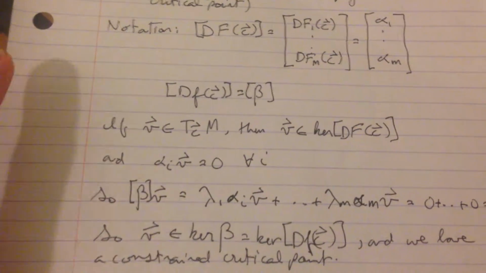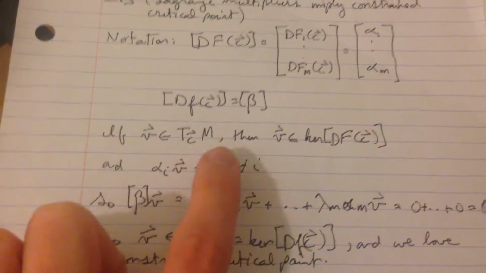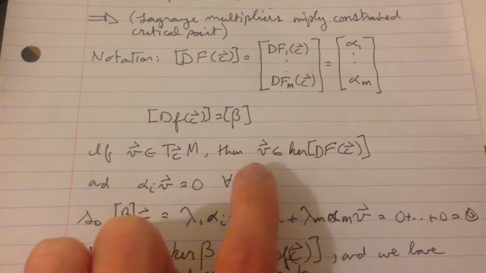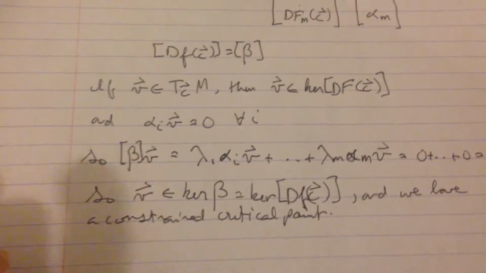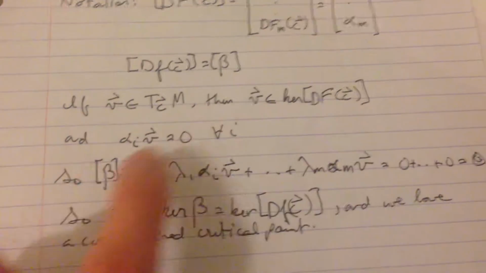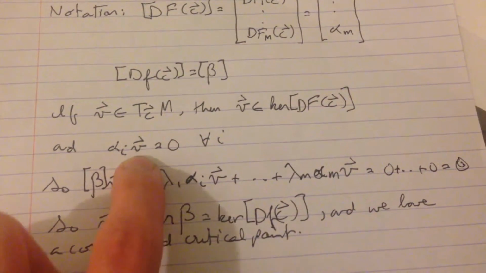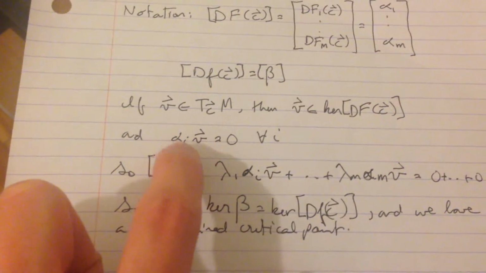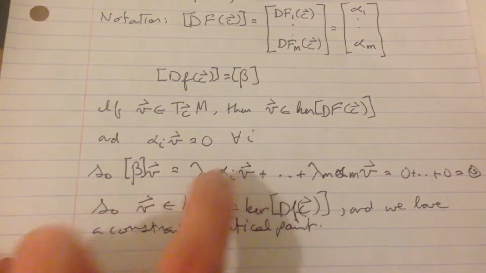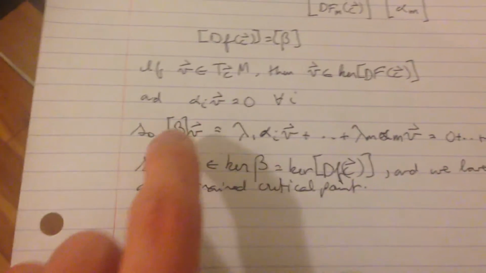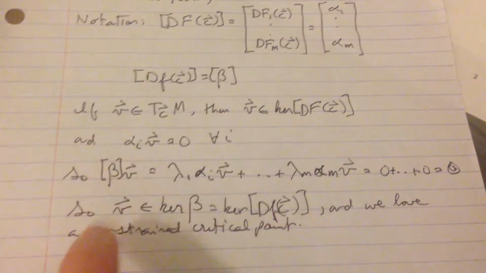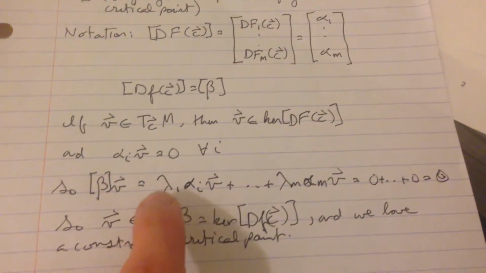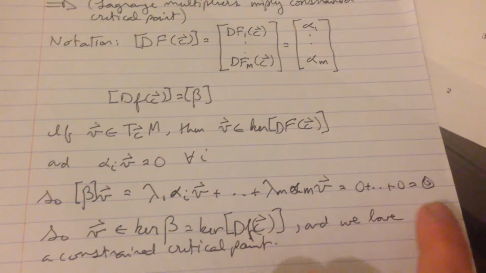If V is an element of the tangent space of M, then we showed previously that it's an element of the kernel of D big F. And because it's an element of the kernel, if I multiply by it, I get for all of the i's alpha sub i times the vector V equal to 0. So because I can rewrite my D little f as this linear combination, I get that it is equal to 0 and everything is 0.